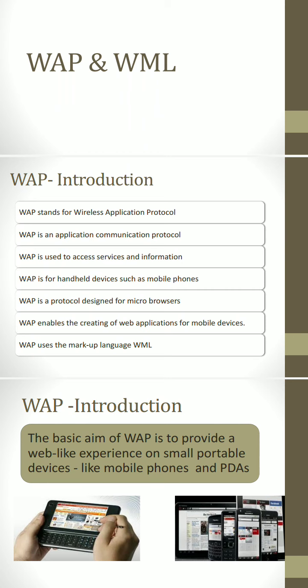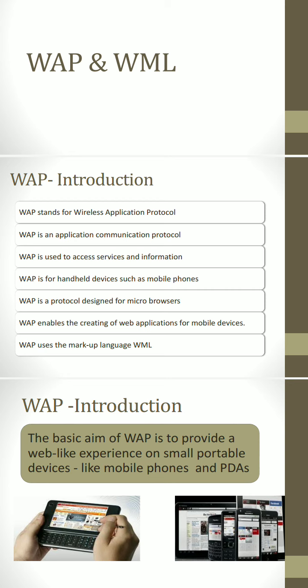WAP is nothing but a wireless application protocol. What is the main goal of WAP? To display internet content on wireless clients, like mobile phones. It is an application communication protocol. It is used to access services and information.